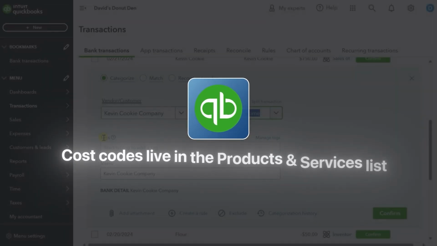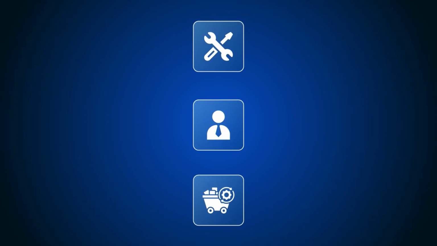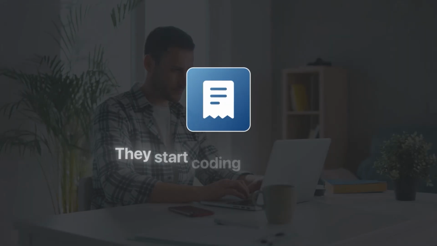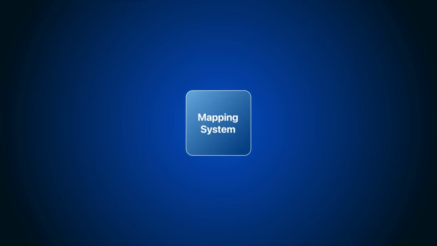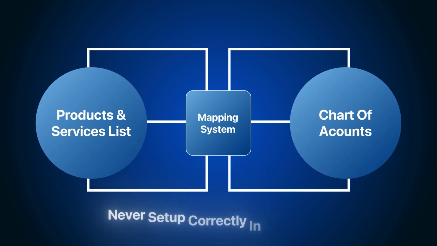Inside QuickBooks Online, cost codes live in your products and services list. And the most important thing to understand about this is that every single product and service in that list needs to be mapped to the correct account in your chart of accounts. This is where a lot of people get tripped up. They set up a bunch of cost codes, they start coding receipts and invoices to them, and then they look at their profit and loss and nothing makes sense. Usually because the mapping between the products and services list and the chart of accounts was never set up correctly in the first place.